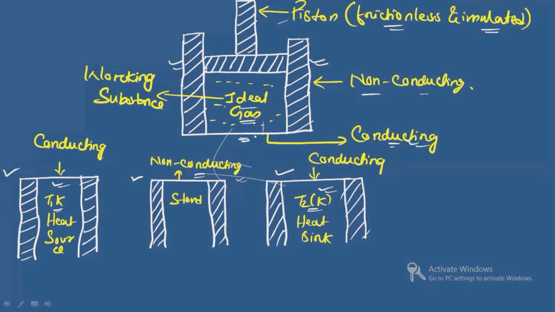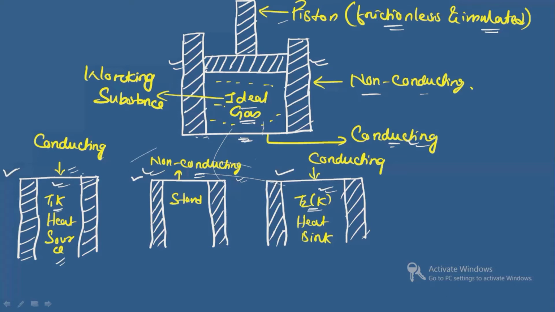Since the base of the cylinder is conducting, if the stand's base were conducting, then there cannot be adiabatic expansion or compression. This is the reason it is non-conducting. And the source is conducting because, when the working substance is placed on the source, which is a heat source, there must be transfer of heat from the source to the working substance.